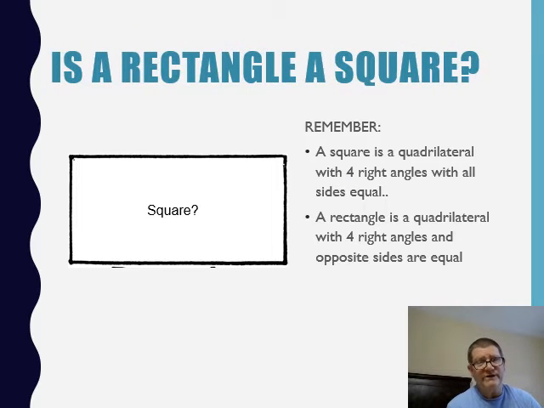All right, is a rectangle a square? Now remember, a square is a quadrilateral with four right angles with all sides equal. And a rectangle is a quadrilateral with four right angles and the opposite sides are equal. So think about it for a second. Is a rectangle a square? And the answer would be no, it is not a square. Because you remember, if you come over to the square, it says that all sides are equal. So a rectangle is not a square.